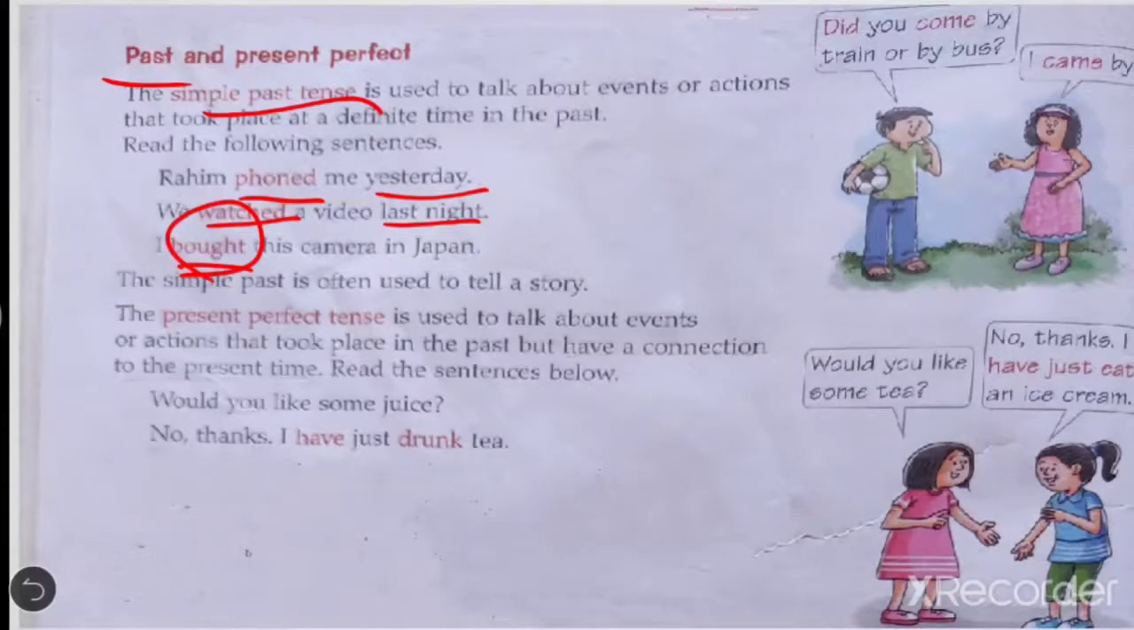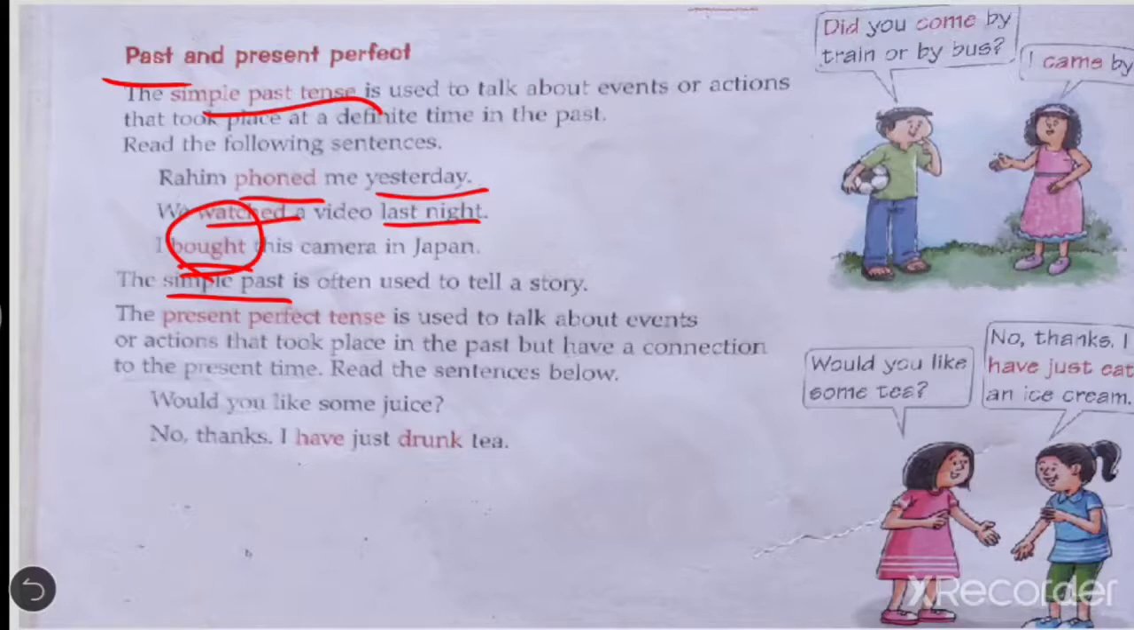So when the action took place in the past and finished also in the past, the action completed in the past, for that we have to use simple past tense. The simple past tense is often used to tell a story. Yes, it's a very useful tense for stories. When we tell a story, when we write a story, at that time we are almost always using simple past tense. Now look at some sentences related to simple past.